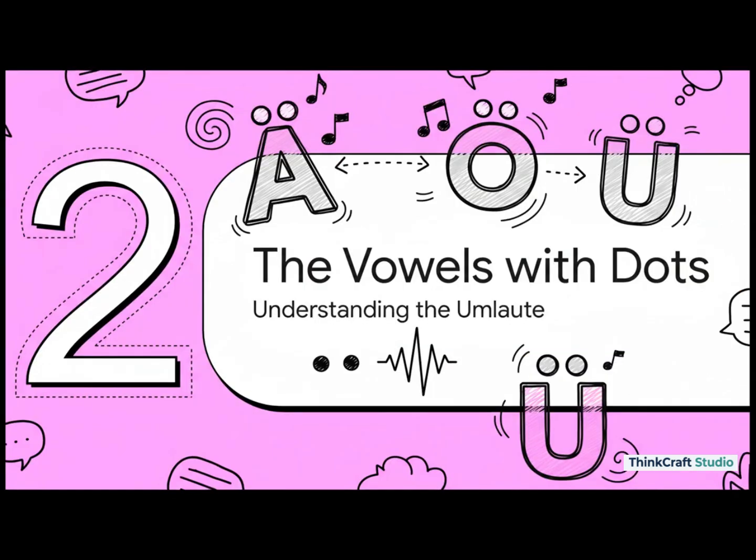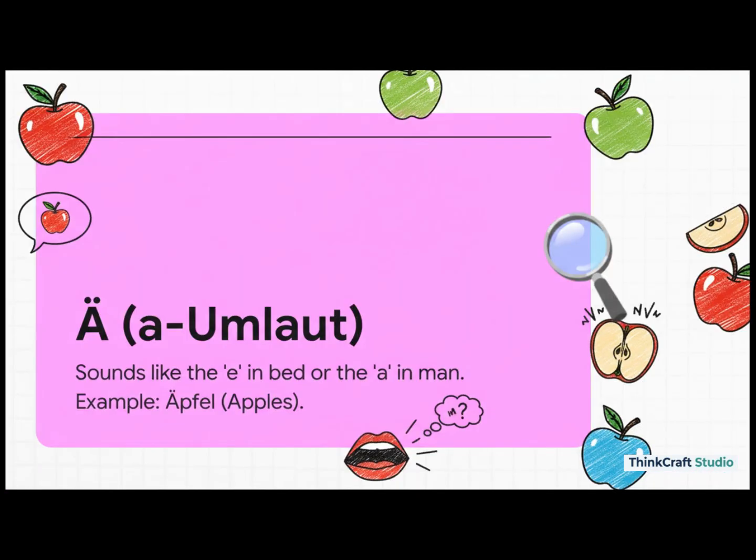All right, section 2. You've definitely seen these before, right? The famous vowels with the 2 little dots on top. They're called umlauts, and they are not just for decoration. They completely change how you say the vowel. Let's start with Ä. This one's actually pretty easy. It just sounds like the E in the English word bed. So the word for apples, Äpfel, is just Äpfel. Go on, give it a try with me. Äpfel. See? Not so scary.